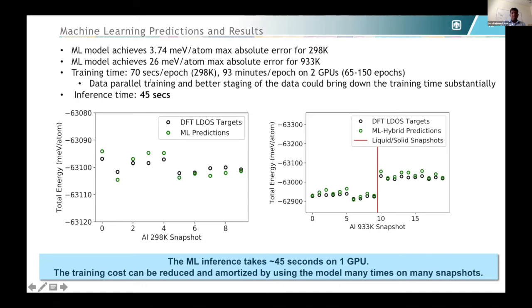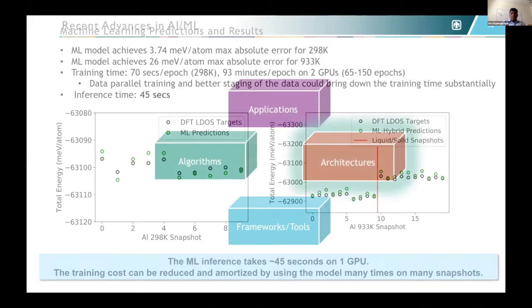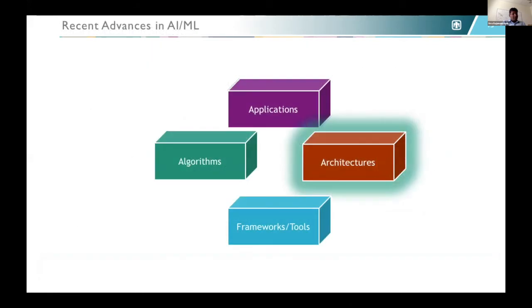And once you have done this training, the inference time for each snapshot is 45 seconds. So provided you did enough inference for enough snapshots, you can amortize the cost of the training. And of course, the training cost has to be reduced, the data generation cost has to be reduced, but you can also amortize this over many, many inferences that you want to do for different snapshots. So that was the first portion of the talk. I want to jump to the architecture side from the application side now.